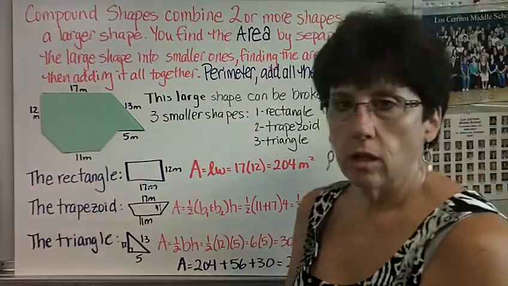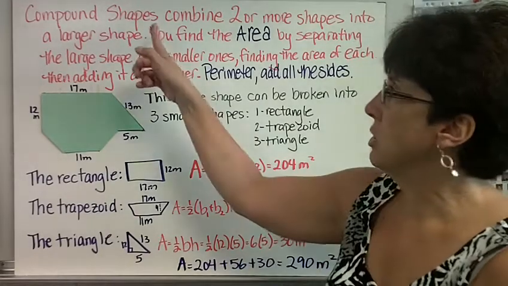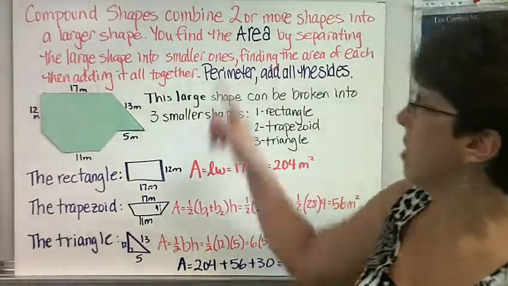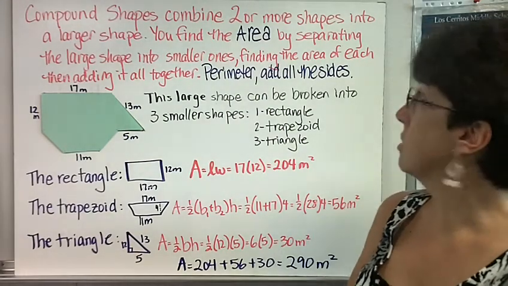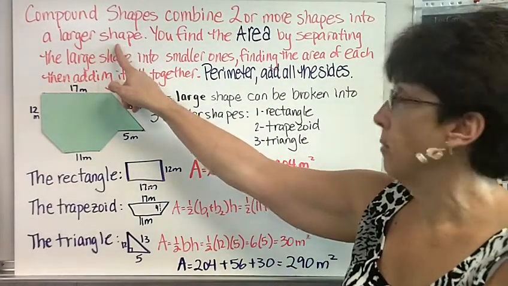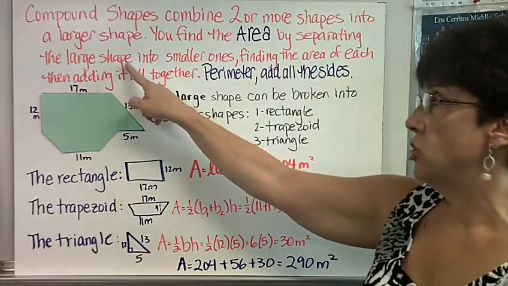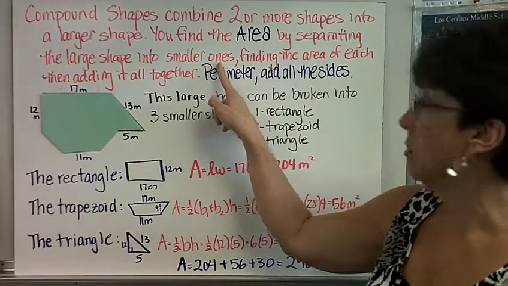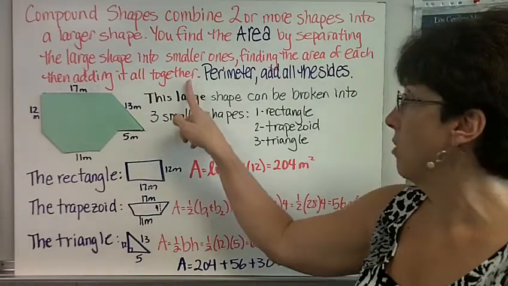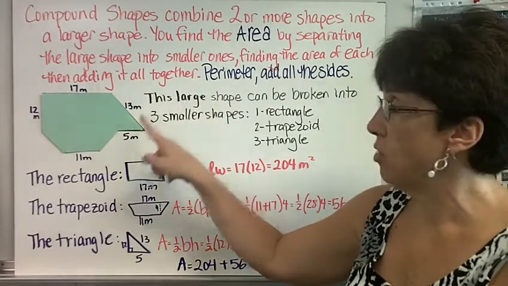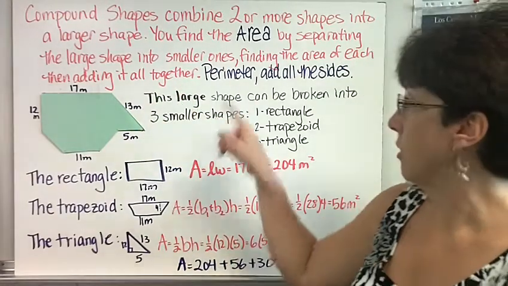So that should have been all review. Maybe the trapezoid was new, but that should have been all review. What we're really going to do is compound shapes. Compound shapes combine 2 or more shapes into a larger shape. You find the area by separating the large shape into smaller ones, finding the area of each, then adding it all together. All right, so we're going to take our shape, split it up, find the area of those, and add it all together.